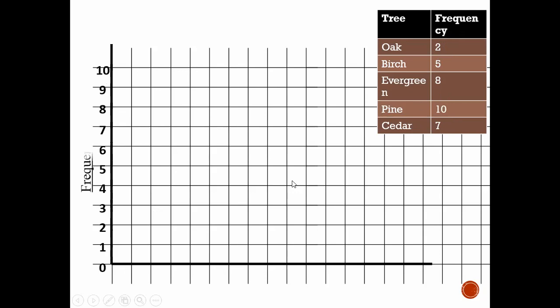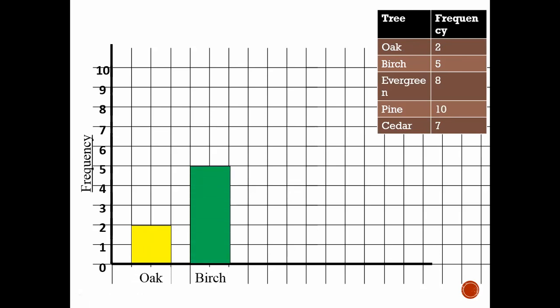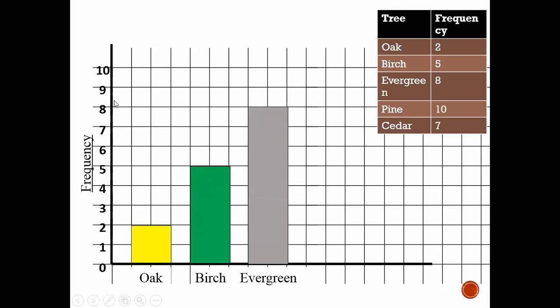Label the y-axis as frequency. As you can see here, the first type of tree, which is oak, the frequency is 2. They leave 1 unit gap between the y-axis and the first bar that you're going to draw, and then the height of the bar shows the frequency for the oak. If it's 2, you have to draw the height up to 2. And the width of the bar is 2 units. That's what you're going to maintain for the other bars as well. The first one is oak, followed by birch, which is 5. The height is showing up to 5. Followed by evergreen, which is 8. You can see here the line corresponds to the value 8 over here.